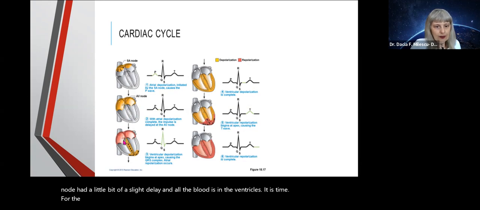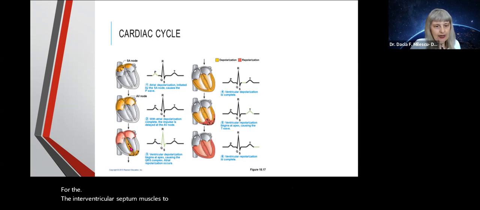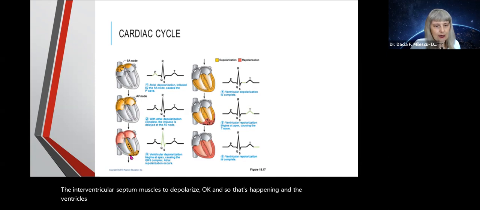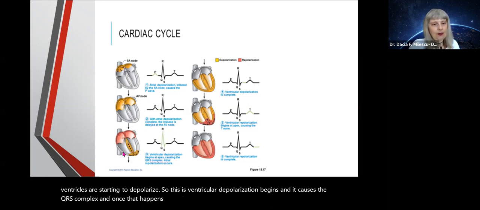the interventricular septum muscles to depolarize. Okay, and so that's happening, and the ventricles are starting to depolarize. So this is ventricular depolarization begins, and it causes the QRS complex. And once that happens, the ventricles are all depolarized.